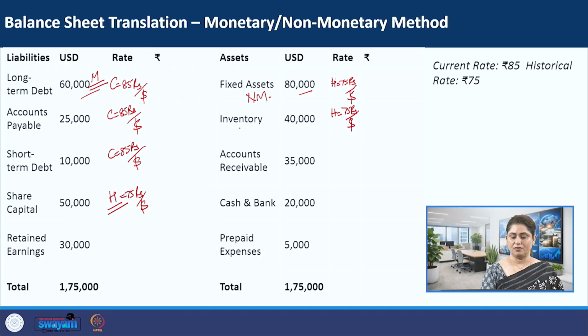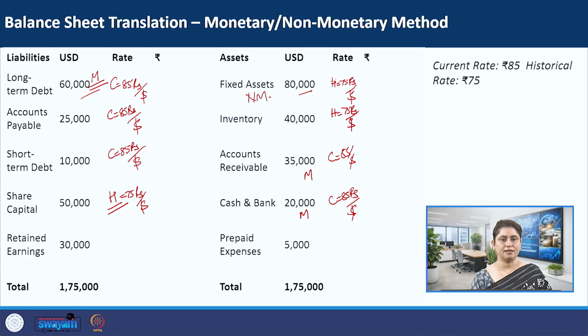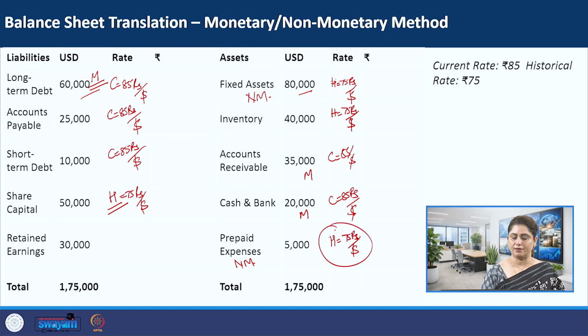It is in the physical form, that is why. Now, if we talk about accounts receivable, cash in bank, these are monetary items. So, this is also monetary, this is also monetary, will be converted into the current rate per dollar. Now, if we talk about the prepaid expenses, these expenses have already been done, nothing is going to be transacted now in future. So, hence this will be on the basis of the historical rate, and since it is a non-monetary item, we will write here H is equal to 75 rupees per dollar, this is the historical rate.